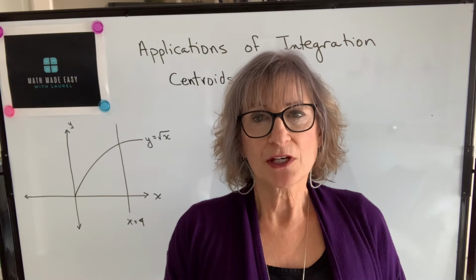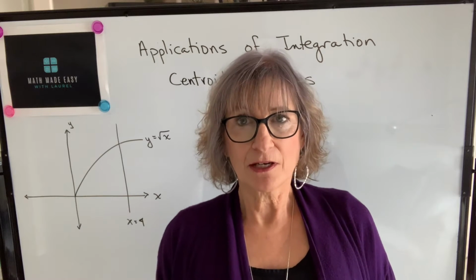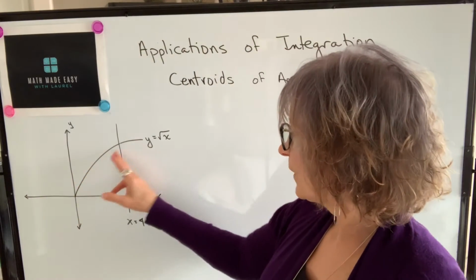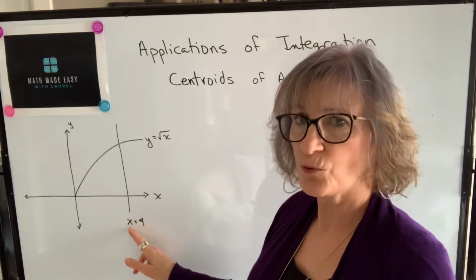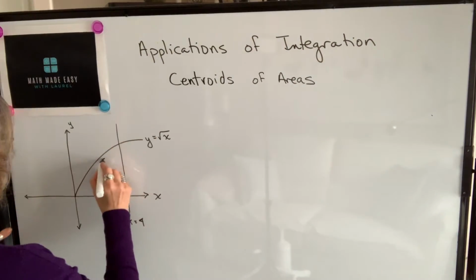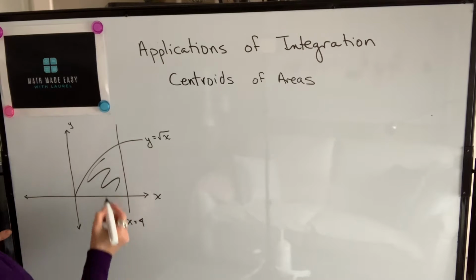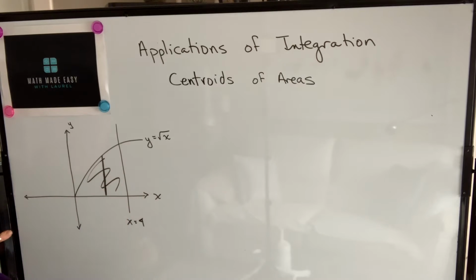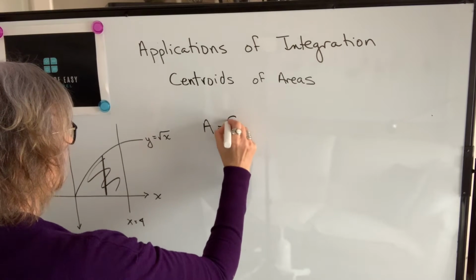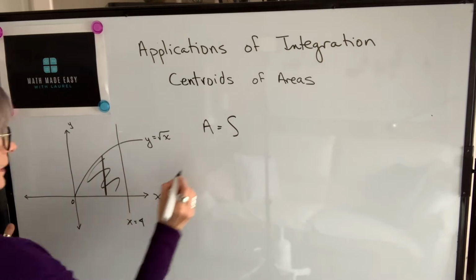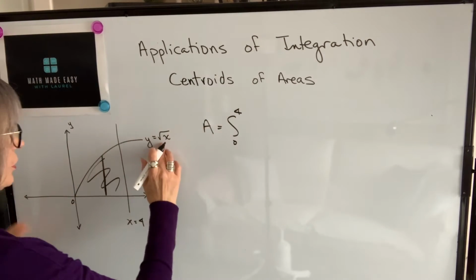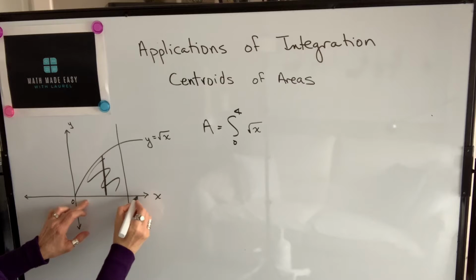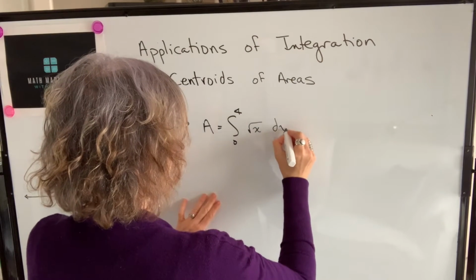In the formula for both the x-coordinate and the y-coordinate, we needed the area of the region. So let's start there and calculate the area of a region bounded by y equals square root of x, x equals 4, and the x-axis. So we're going to take a look at this region right here, and we're going to find the area using vertical rectangles. So the area will be the integral from 0 to 4 of the top curve, which is square root of x, minus the bottom curve, which is y equals 0, dx.